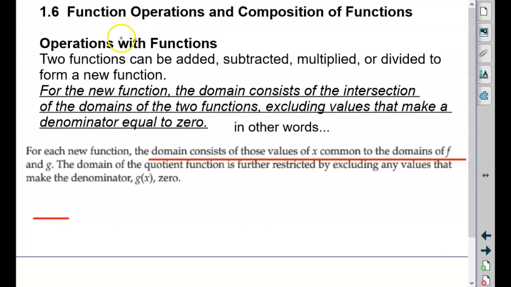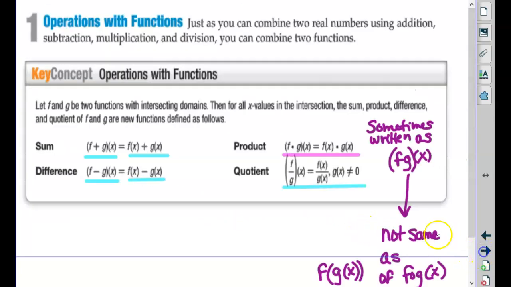All right, so 1.6 says two functions can be added, subtracted, multiplied, or divided to form a new function. For the new function, the domain consists of the intersection of the domains of the two functions, excluding any values that would make the denominator 0. In other words, the domain is the values of x common to the domains of the two first functions. Don't get too worried about it. It just means if something wasn't in the domain of the first function, it's still not in the domain of the new one.